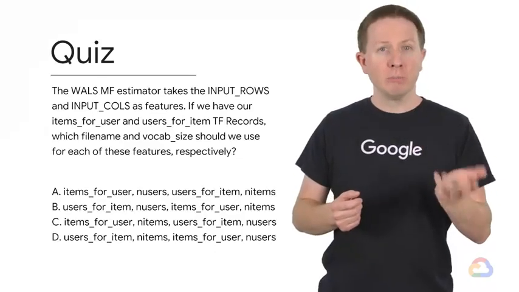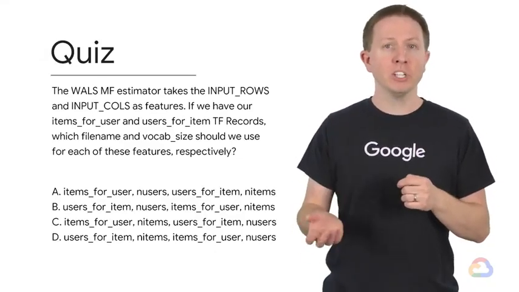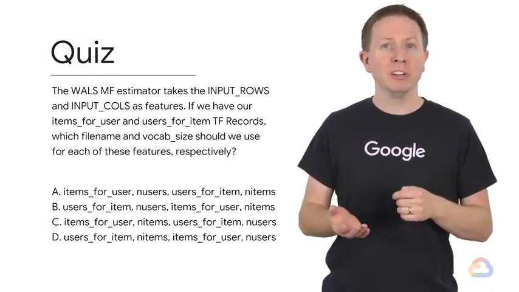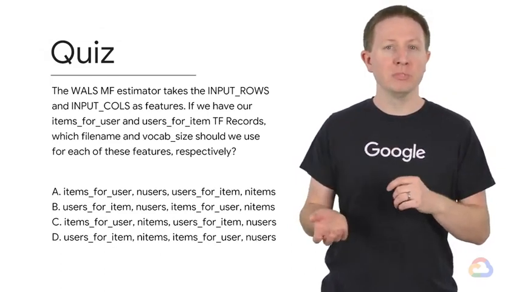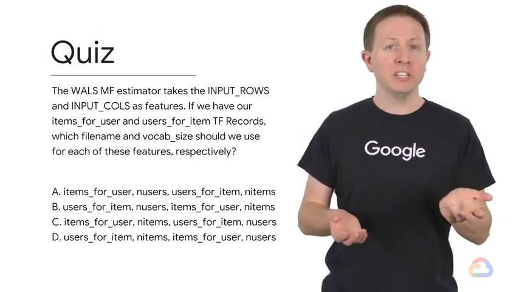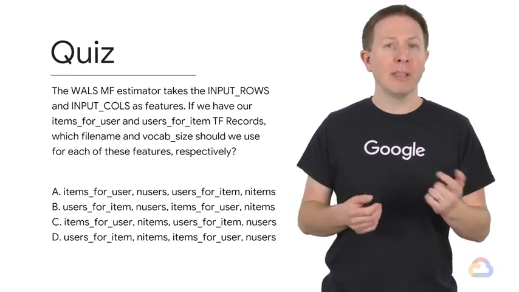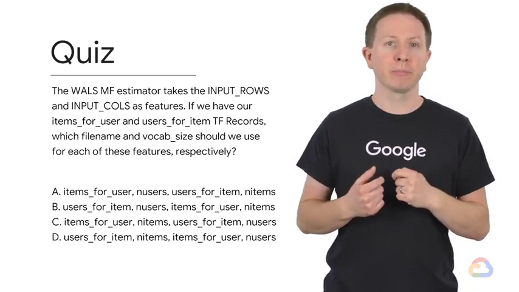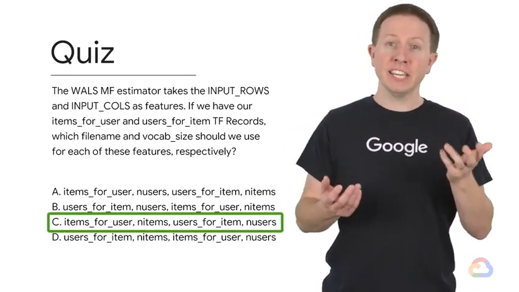Now that we've written our input function and TFRecords helper function, let's test your knowledge. The WALS matrix factorization estimator takes the input rows and input columns as features. If we have our items for user and users for item TFRecords, which file name and vocab size should we use for each of these features respectively? The correct answer is C.